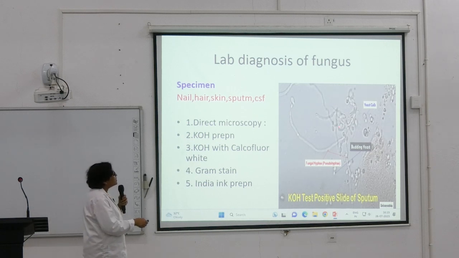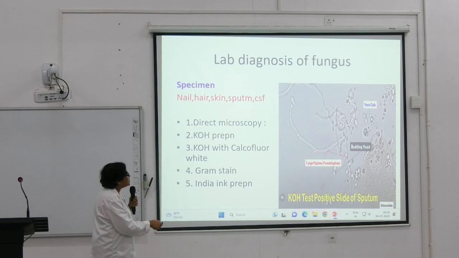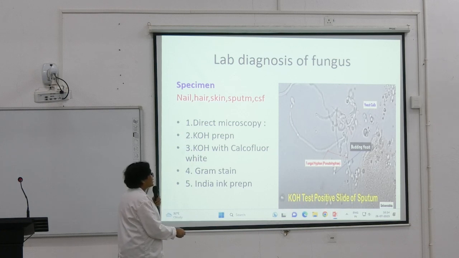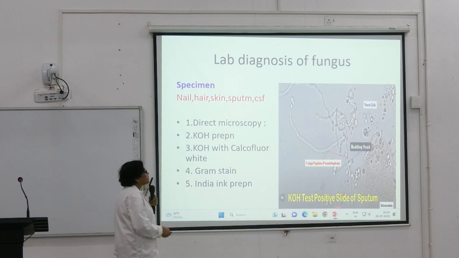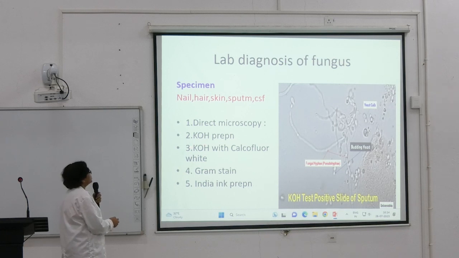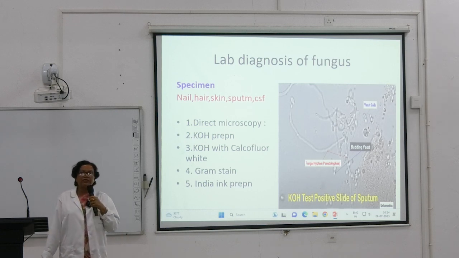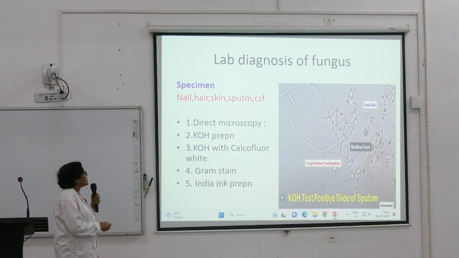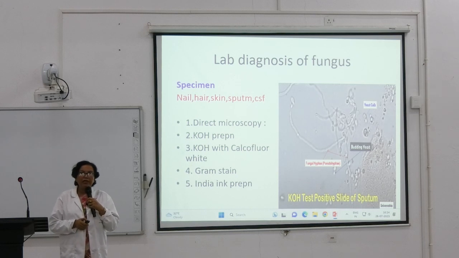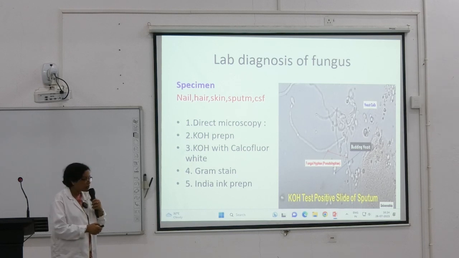Under the microscope, we can see these are the fungal hyphae, branching fungal hyphae. These are the budding yeast. One yeast budding is there, one yeast budding is there. This is a KOH test positive slide of sputum, a sputum slide after KOH preparation. Then another test, KOH with calcofluor white. It is a fluorescent dye we use for identification. For fungus, we use calcofluor white. There will be glistening of the fungus. We can see it under UV light, under the fluorescent microscope.